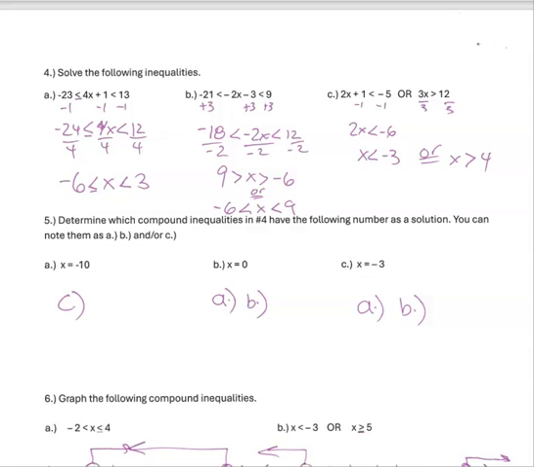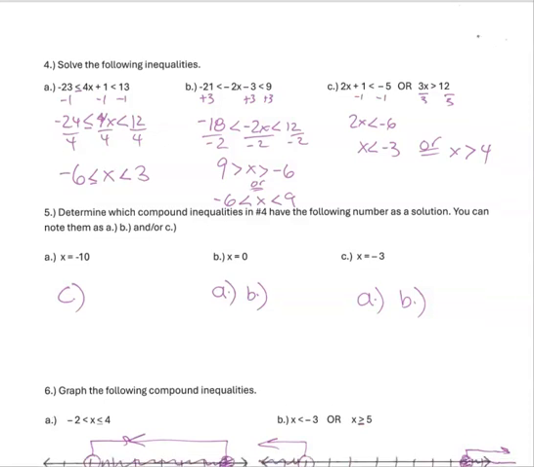The next one is an OR problem, so all you do is solve them independently, and you end up getting x is less than -3, and x is going to be greater than 4. Remember, just saying -3 is no longer good enough, because it's going to be either greater than or less than, or greater than or equal to, or less than or equal to.